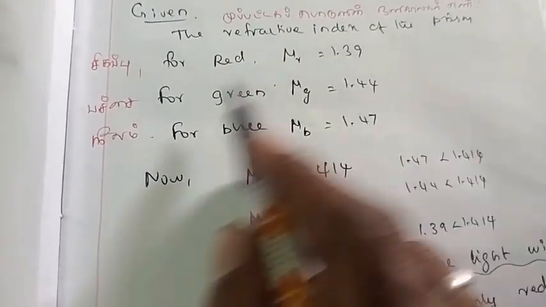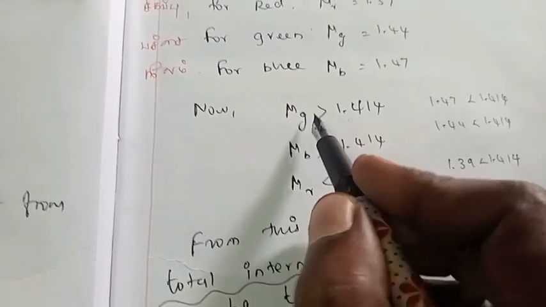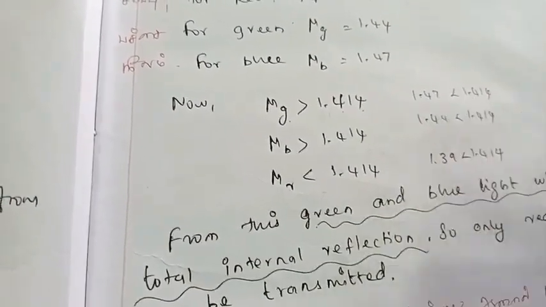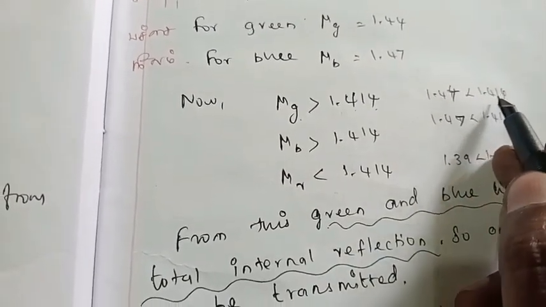The given refractive index of the prism for red is 1.39, for green 1.44, for blue 1.47. They gave the data. Now the refractive index of green is 1.44, and blue 1.47. So green is 1.44. The first one is red, the second one is green. 1.44 is greater than 1.414.